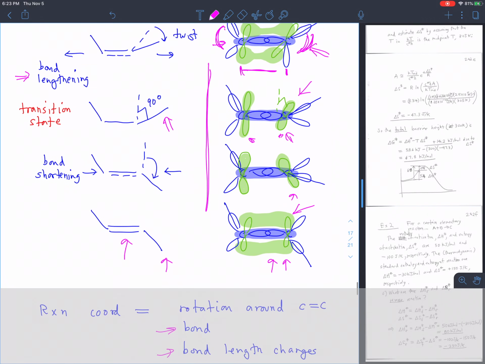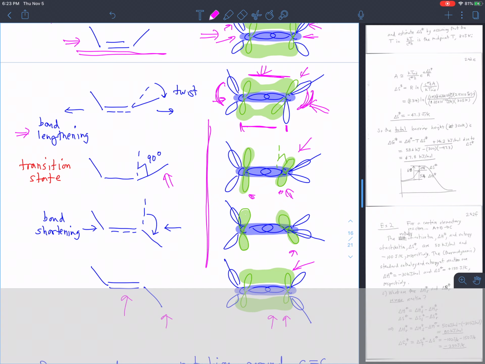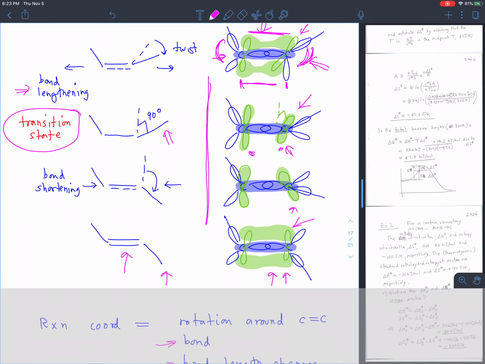I guess I didn't say that up here. This is the transition state, right? I should have pointed that out above. It's the point halfway between the two ends. From this point on, you're going down. You're at the top of the energy hill. You've broken the bond completely. That's what tells you that you're at the transition state.